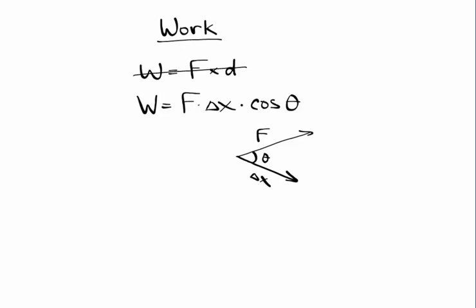One of the consequences of this is that if the force and the displacement are in the same direction, you can ignore the cosine, because the cosine of 0 degrees is 1. If the force and displacement are opposite directions, you'll get negative work done because the cosine of 180 degrees is -1. But also, if the force and displacement are at a right angle to each other, you will have no work done because the cosine of 90 degrees is 0.